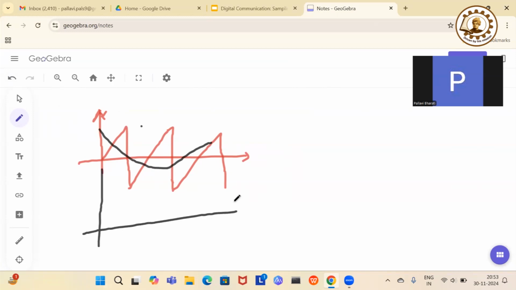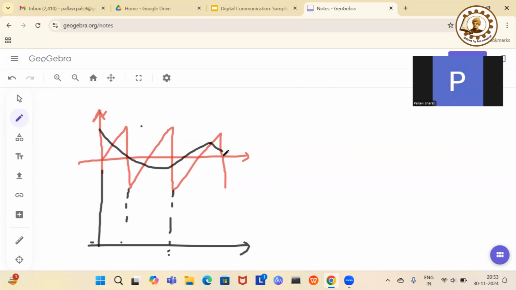Now, if I want the pulse amplitude varied signal, how will I get it? Let us see. We will take all the trailing edges. So this one is the leading edge of the sawtooth. This is the trailing. Trailing means the ending one. So these are the trailing edges. We will take the trailing edges of this. Fine. So let us move it for some more time.